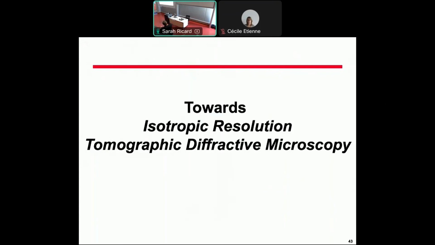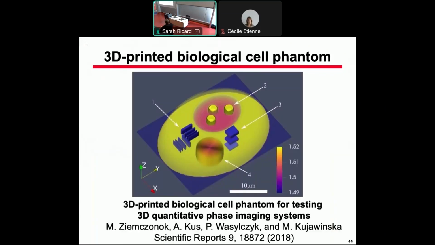It's not easy, but if you want to make really good measurements, you have to remember that your instrument deforms the object you are observing. And this was beautifully illustrated by colleagues in Poland, where they are using nanoscribes and micro-nano photopolymerization tools to create artificial cells, with embedded structures of different index of refraction, but very well calibrated. The size is calibrated, the index of refraction is calibrated. So they call this a 3D printed biological cell phantom.